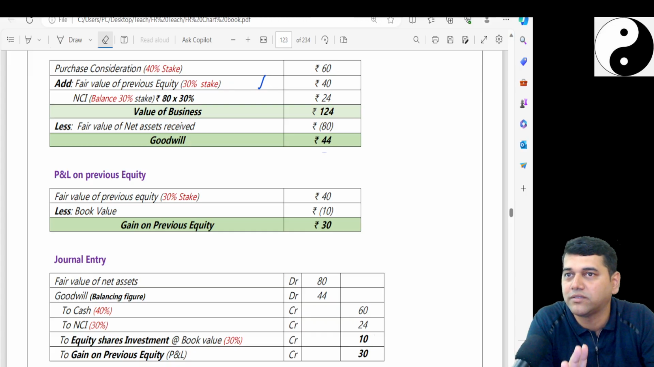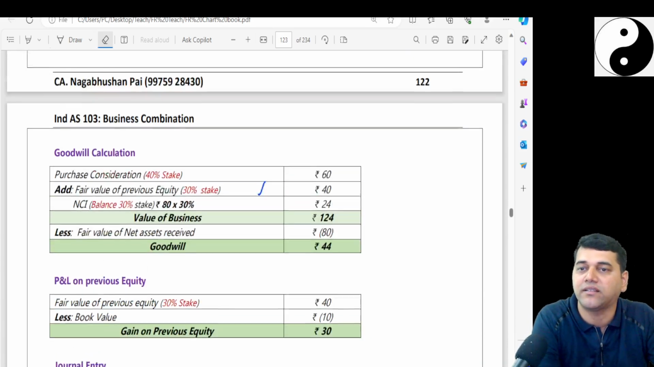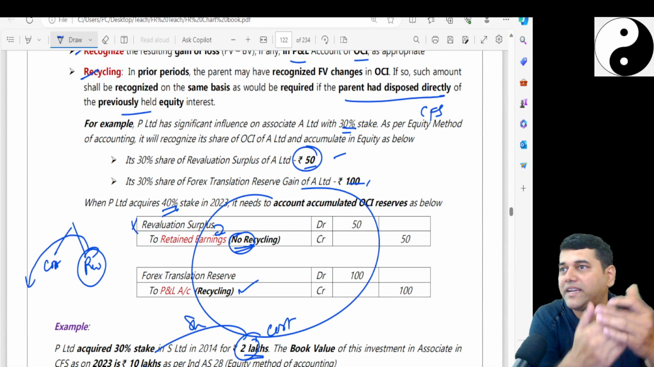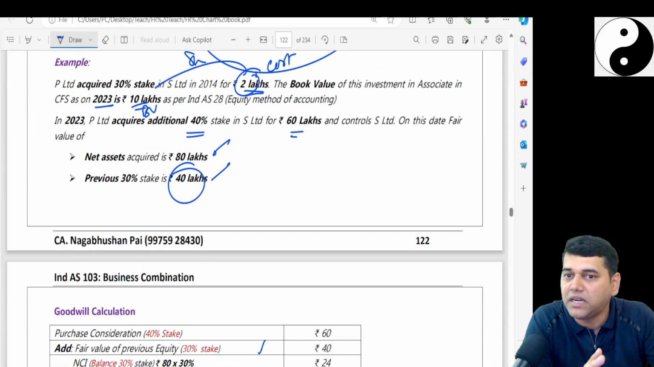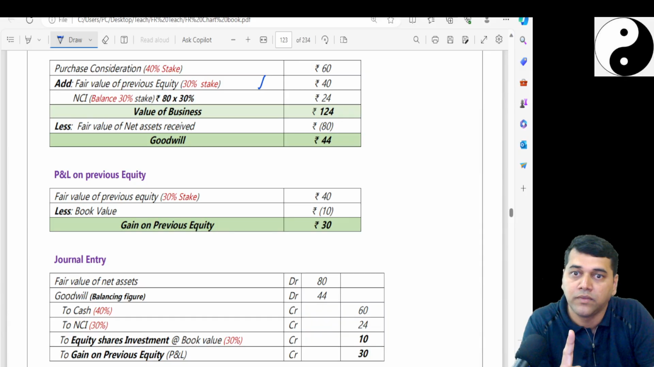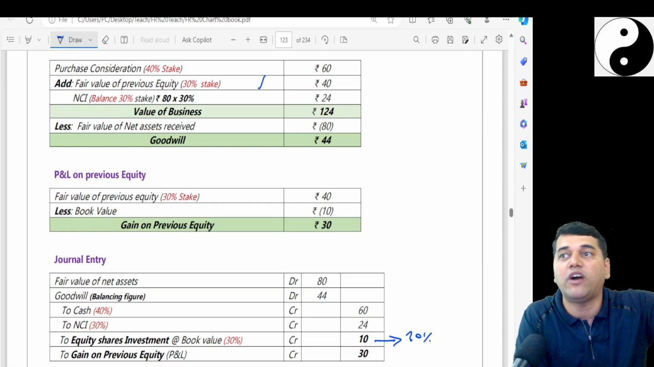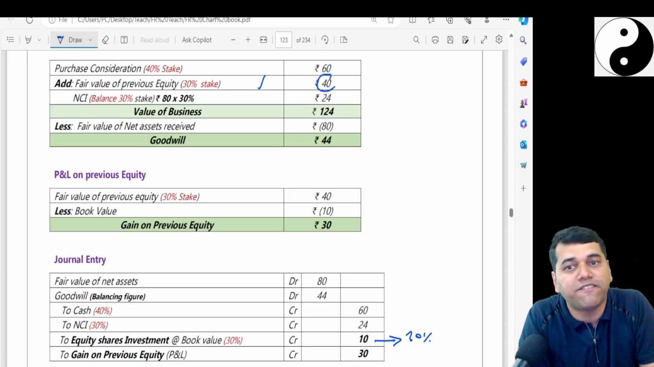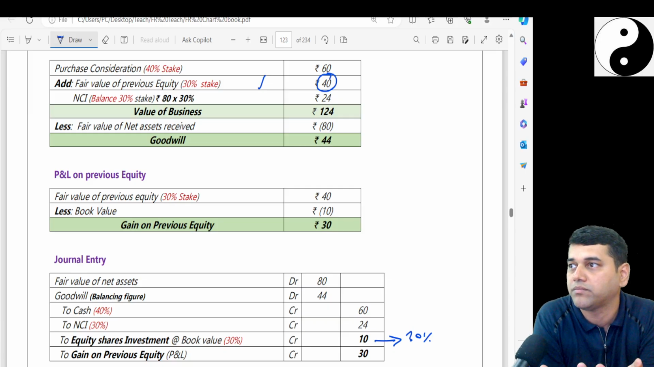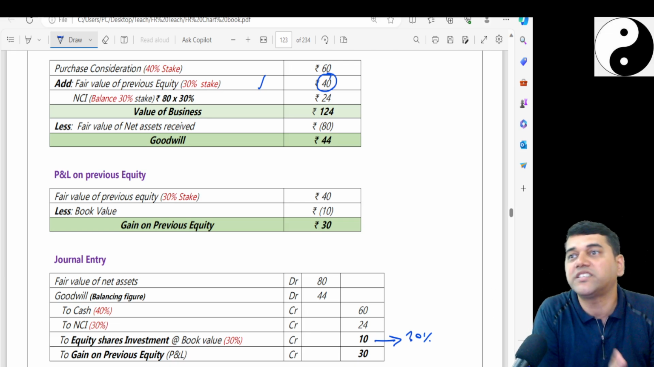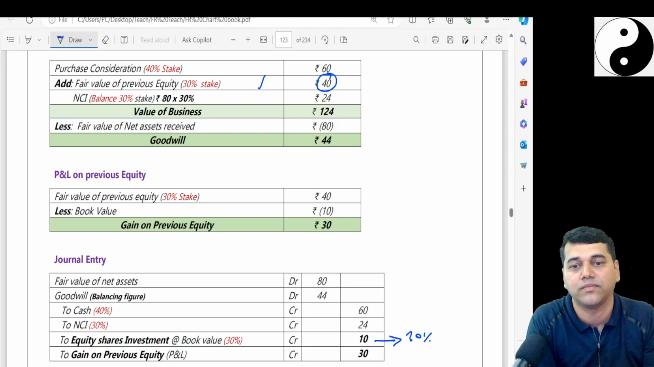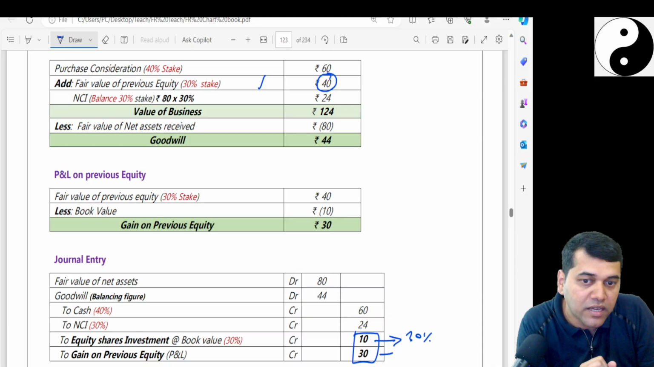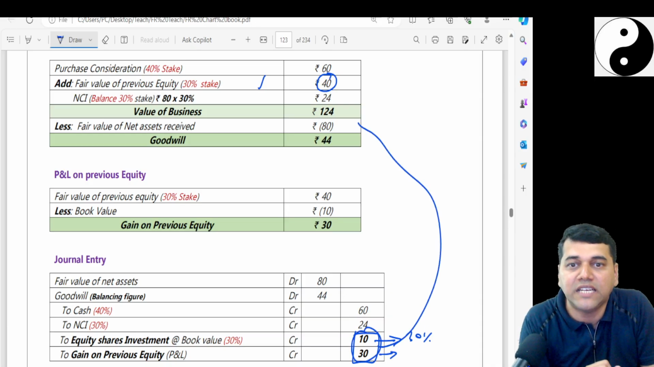Have you understood this? Now, if there is an OCI item, you would have passed one more entry there. These two entries you would have passed if OCI items were there. Not there, leave it. But ultimately, in every single question, whenever step acquisition happens, see what goes out, that 30% stake is your investment in associate at the book value as per Ind AS 28. But what is considered for your goodwill calculation is the fair value, because that's what you are leaving, no? What you are giving up, the 30% stake you are giving up in return for 100% assets. That's why the difference between these two is the P&L. So these two things together will be this 40.